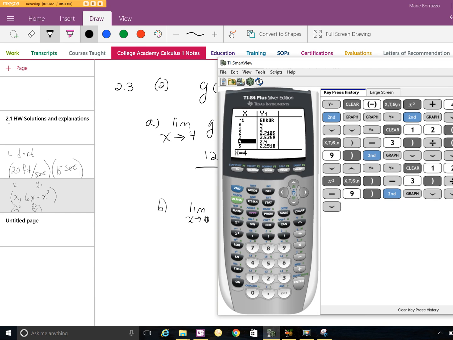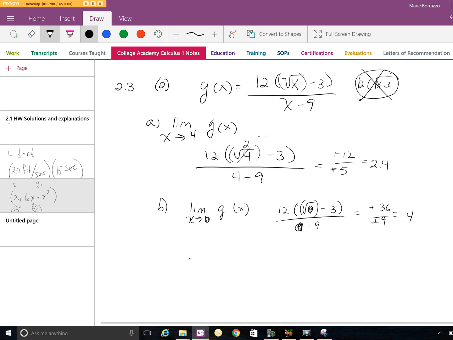The other limit that we're looking at is as x approaches 9. Well, I'm looking at it from x approaches 0. So x approaches 0, when x is 0, you get y is 4. And here, as x approaches 9, you notice you get an error. Obviously the 9 minus 9 at the bottom would give you an undefined expression. So, alright, the next one I want to look at is number 3 in this section.